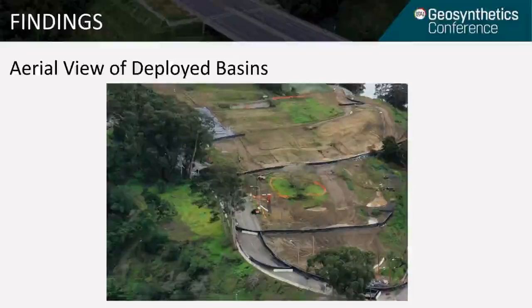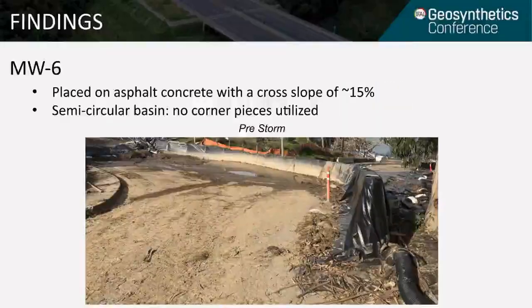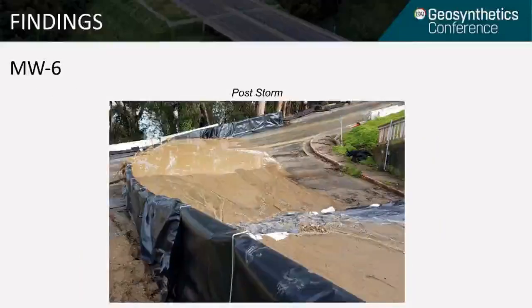Next, we'll look at Basin MW6, which is located behind those trees in the upper left-hand corner of this aerial. Similar to Basins MW2 and 3, Basin MW6 was placed across a steep asphalt road. However, unlike Basin MW2 and 3, Basin MW6 didn't utilize any 90-degree corner pieces, as you can see by its semicircular shape. During the same storm where Basins MW2 and 3 had stability issues, Basin MW6 remained stable and held back 4 feet of sediment.